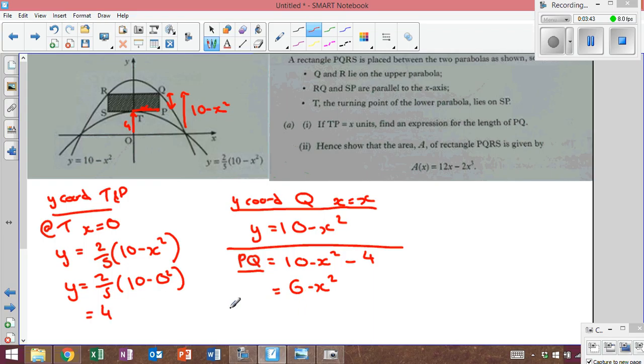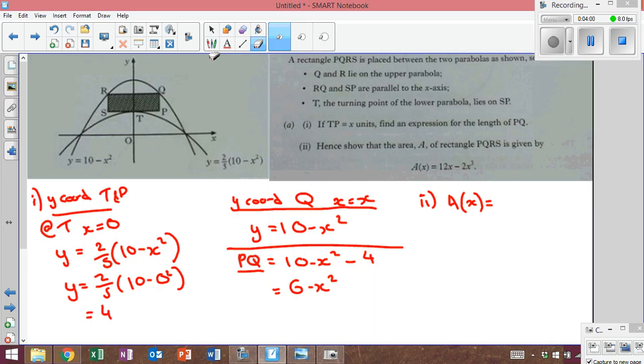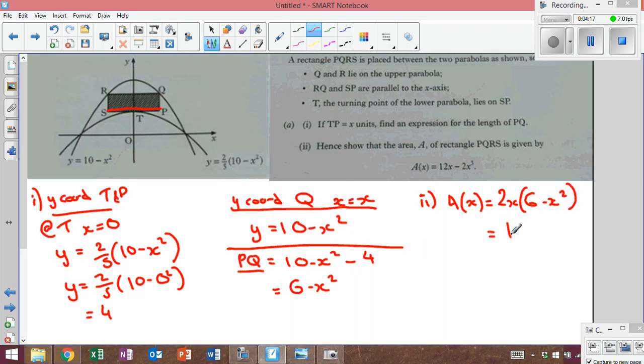Which means for part 2, we're looking for an expression for the area of this rectangle. We know here that T to P is x, so the length of that rectangle is 2x. And we know the length from P to Q is this 6 minus x squared. And then just multiply the brackets, it's 12x minus 2x cubed as required.